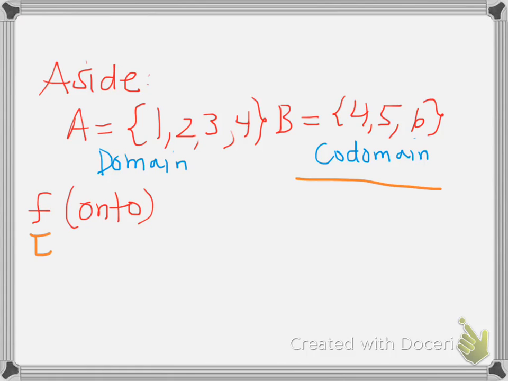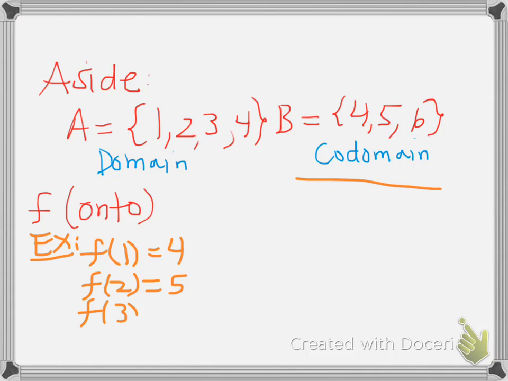So an example of an onto function would be f of 1 equals 4, f of 2 equals 5, f of 3 equals 5, and f of 4 equals 6, right? Okay. So as we can see, this is an example of onto because every element in our domain gets hit by element in our range. Let me rephrase. Every element in our codomain comes from an element in our domain.